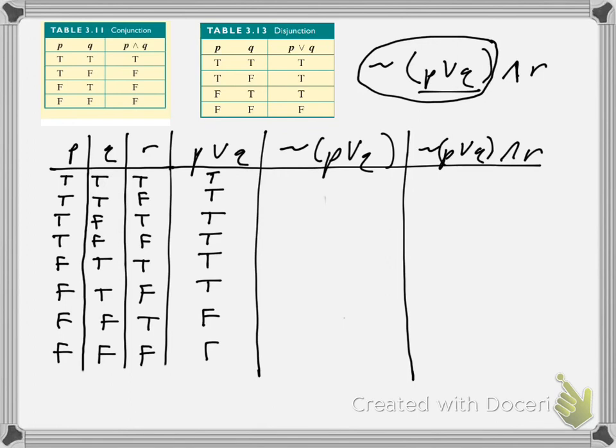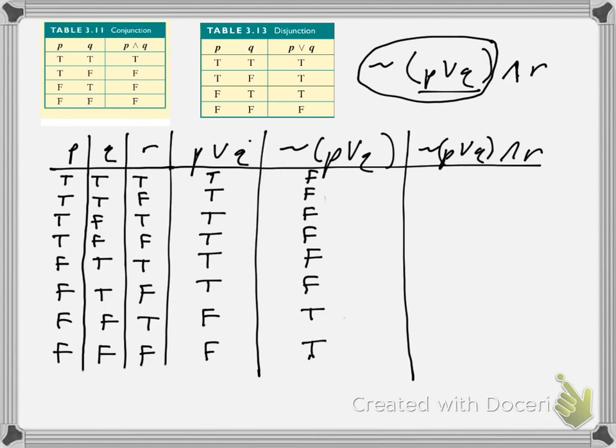Now I need to do a not P or Q. So now I'm just going to put a not in front of anything in this column, which means I just change all of these to the opposite. So this one becomes false, false, false, false, false, false. This one's opposite, true. And this one's true.